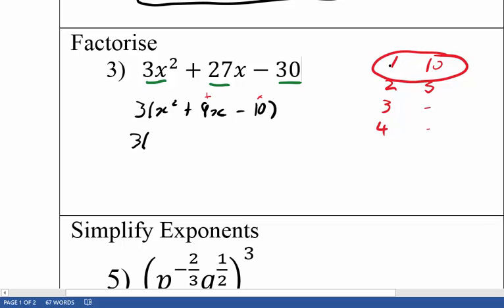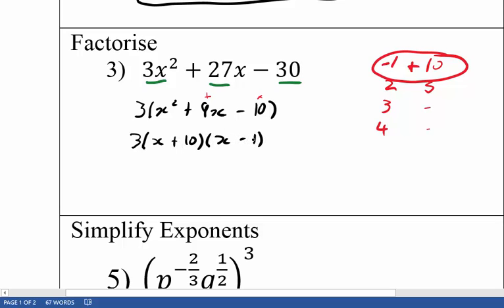Now one of them must be a negative in this case to get to 9, and in this case it would be a negative 1. Negative 1 and positive 10. So I'm going to take that and create 2 brackets out of this using those 2 numbers. It's essentially like I'm pretending that 3 isn't there, okay? And I'm just trying to create 2 brackets. So it's x plus 10 and x minus 1. And that is it fully factorised.